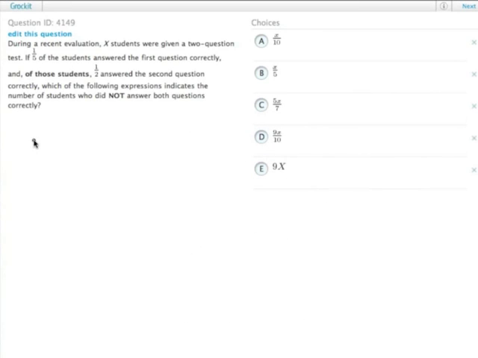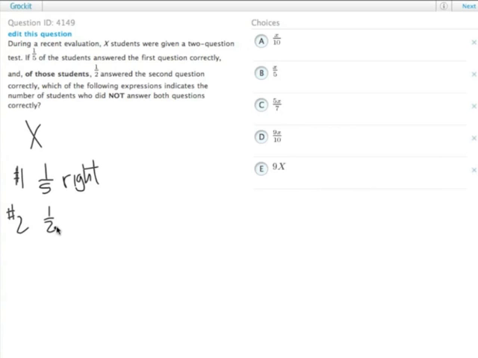Okay, during a recent evaluation, we had X students. They were given a two-question test. We have question number one and question number two. One-fifth got question number one right. Of those students, of the one-fifth, half answered the second question right.